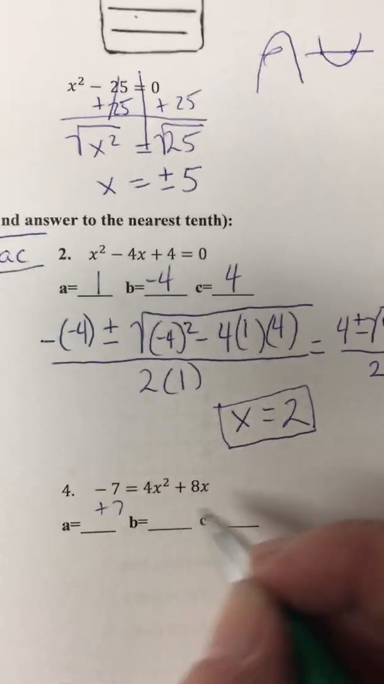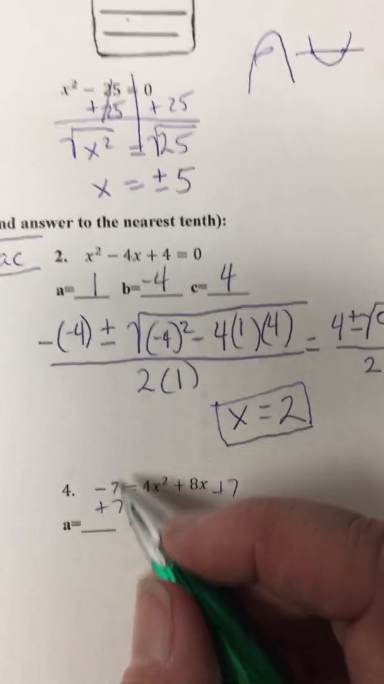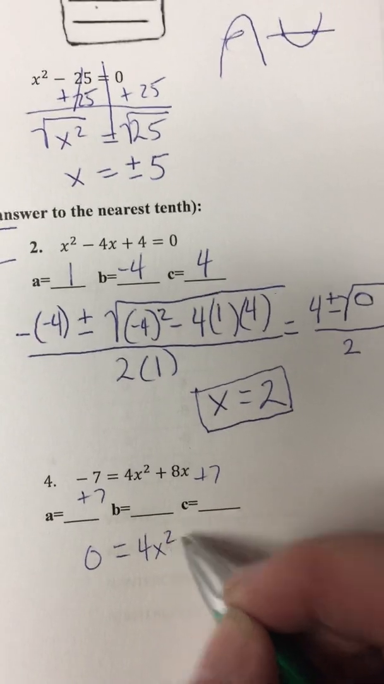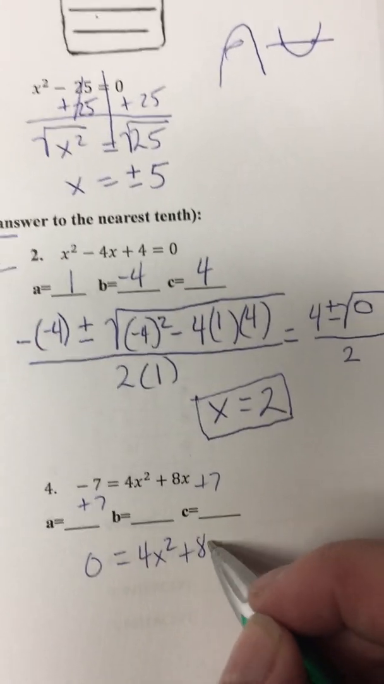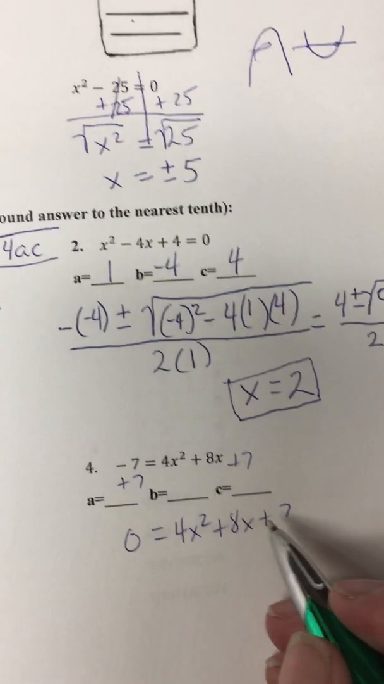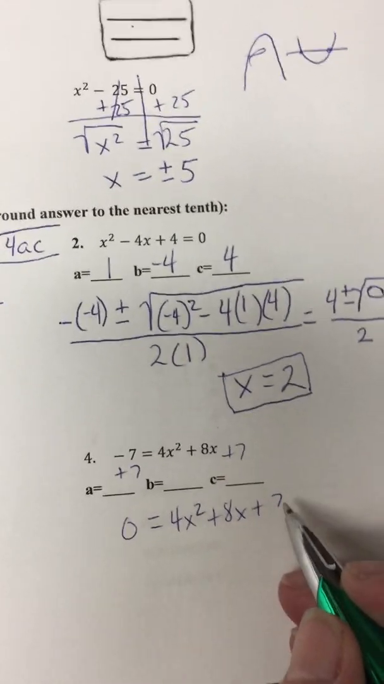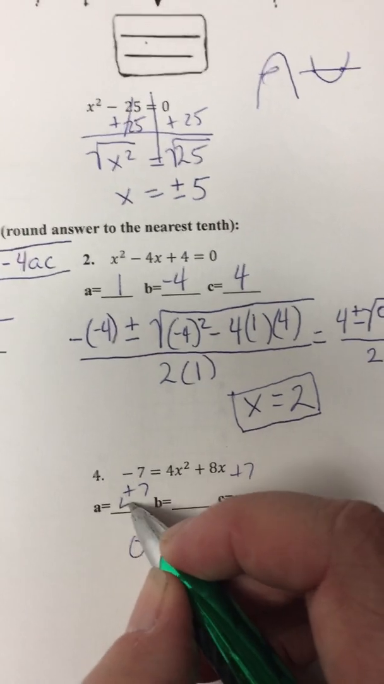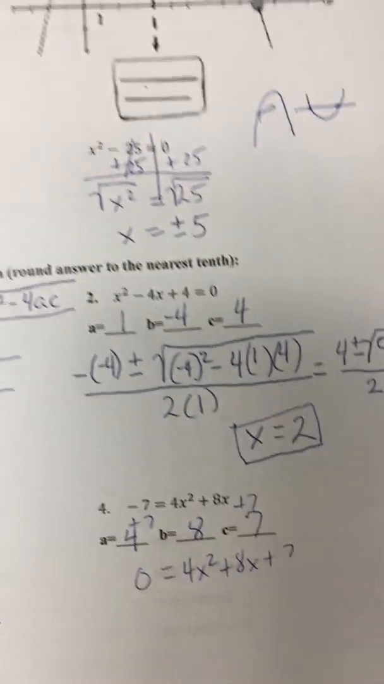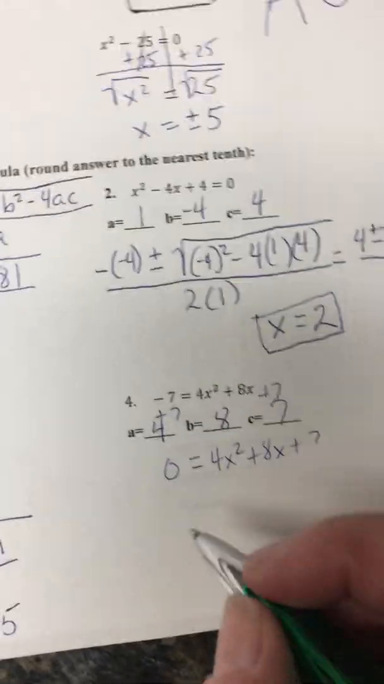So I'm going to add 7 to both sides, which means 0 is left on this side, and I have 4x squared, and I've got plus 8x, and I got plus 7. There we go. So now my A, B, and C are right there. So they have to be x squared, x, and a number, and then you can plug them in. A is 4, B is 8, C is 7. Now we can drop those numbers into the quadratic formula.